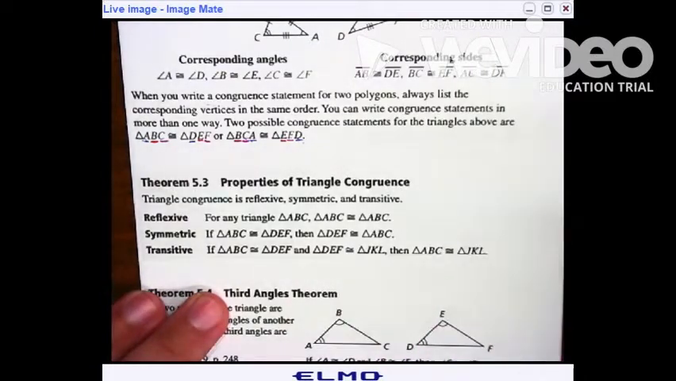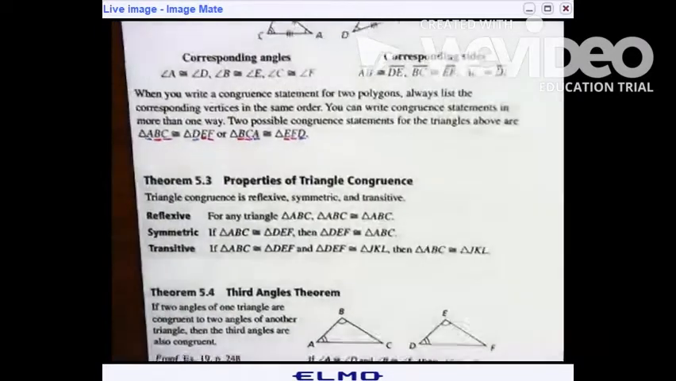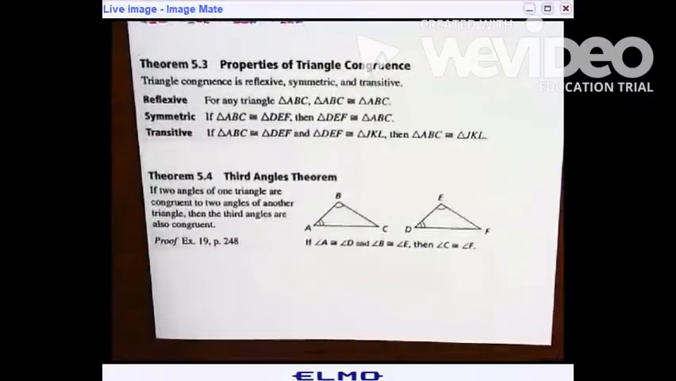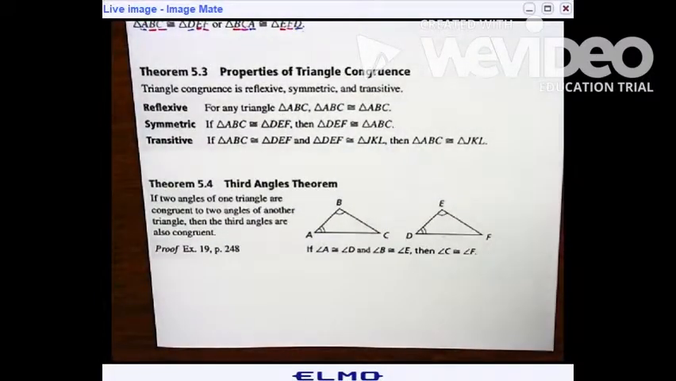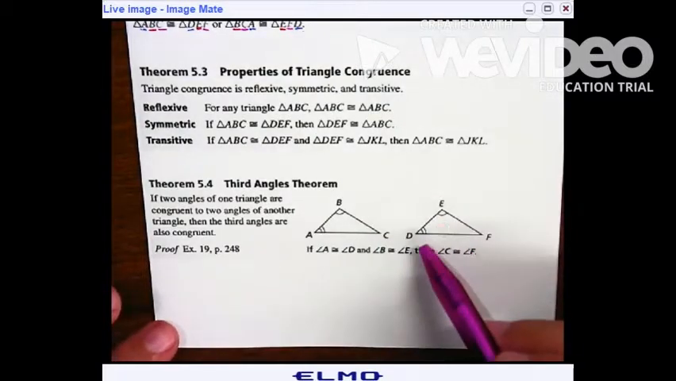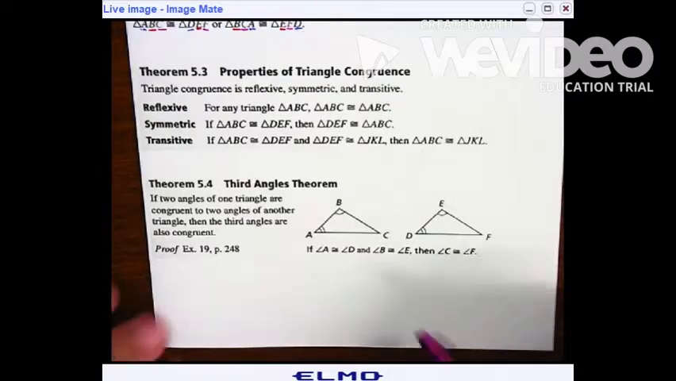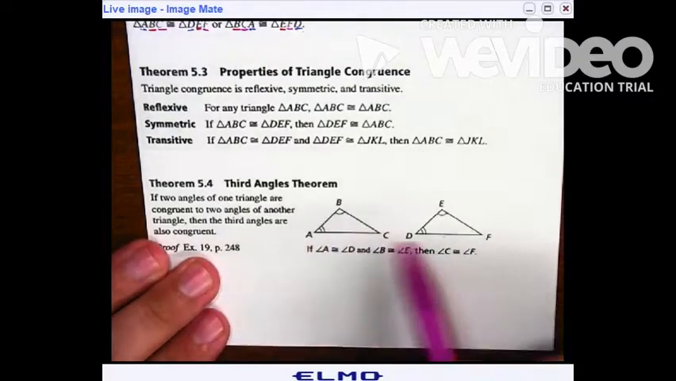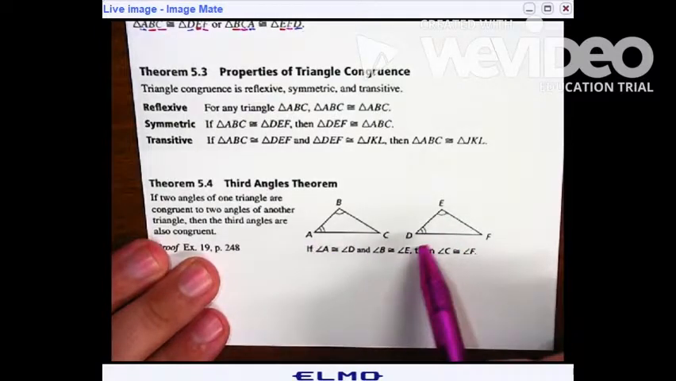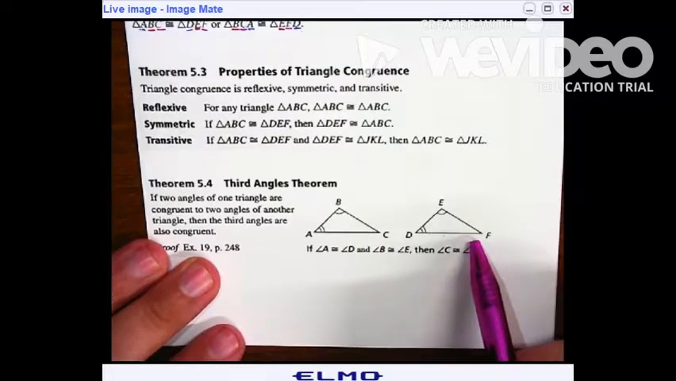If A equals B and B equals C, then A equals C. Right? Okay. We do have one theorem that we're going to add here, and this is the third angles theorem. What the third angles theorem says is that if you have two triangles and two angles in one triangle are congruent to two angles in the other triangle, then that third angle must also be congruent. Okay, so since B is congruent to angle E and angle A is congruent to angle D, what that means is angle C must also be congruent to angle F.